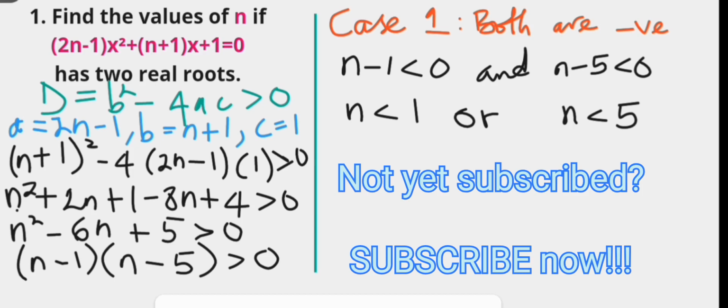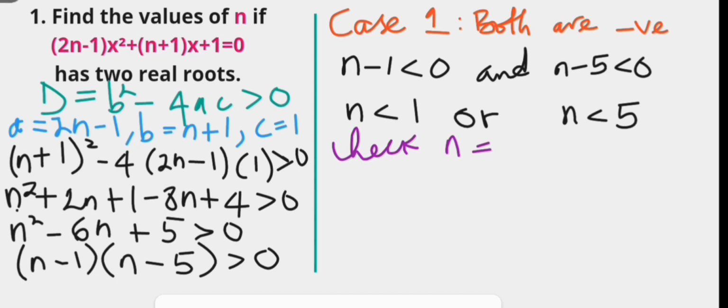To carry out this check, we are going to be testing a value that is less than 1 and then test a value that is less than 5 in order to see the validity of these solutions. First, let's check n equals 0, which is less than 1, and see what it gives us in the original equation. Now with n equal to 0, the original equation, (2n minus 1)x squared, becomes 2 times 0 minus 1, that's negative 1 times x squared, that's negative x squared. And (n plus 1)x will be 0 plus 1, which is 1, so that's positive x, and plus 1 equals 0.